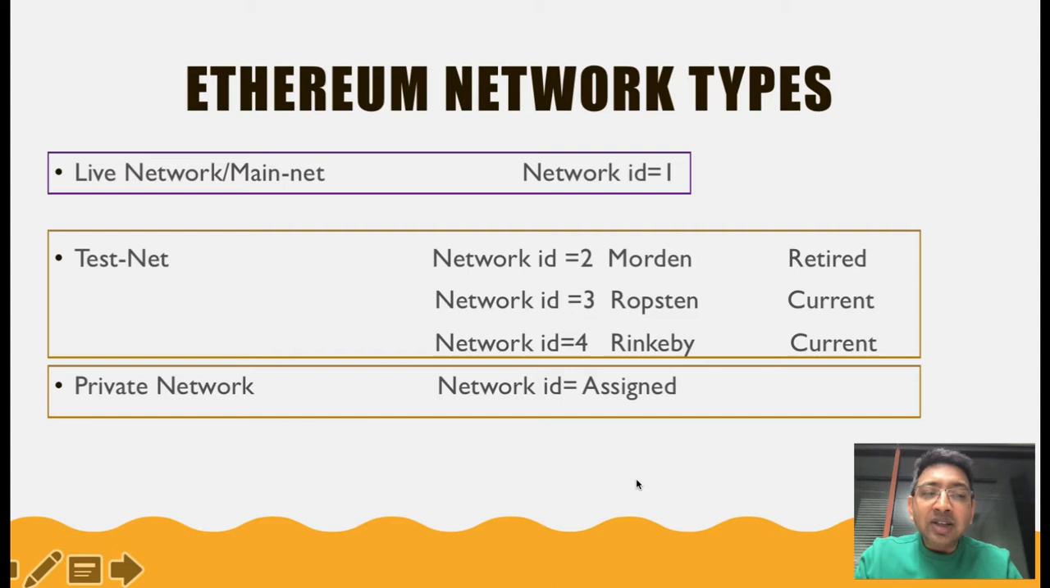Each of these networks is assigned an ID referred to as the network ID. The live network has network ID equal to 1. Network ID equal to 2 is Morden, which is retired; this is a testnet. Network ID equal to 3 is Ropsten, which is currently in use. Network ID equal to 4 is Rinkeby, which is also being used. And there's another one, Kovan, which I forgot to put out there, and that is also a testnet. In the case of a private network, the IDs need to be assigned. So there are three types of Ethereum networks that we saw: the live network or mainnet, testnet, and private network.